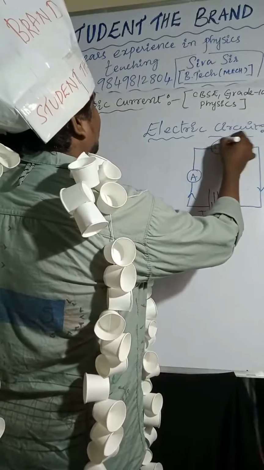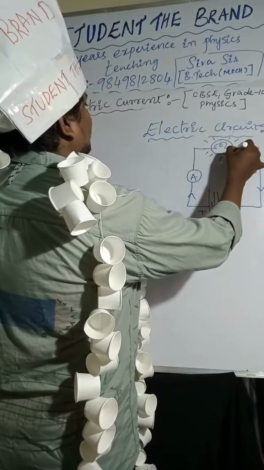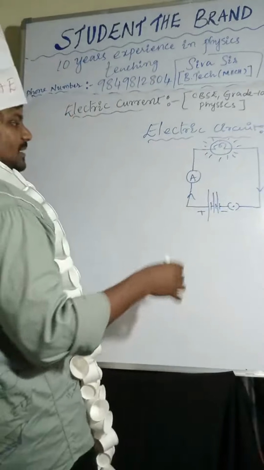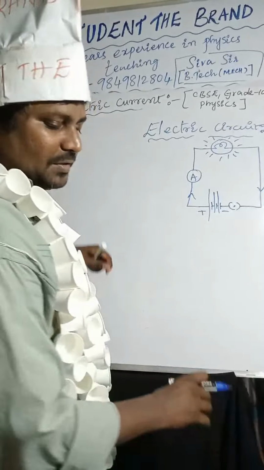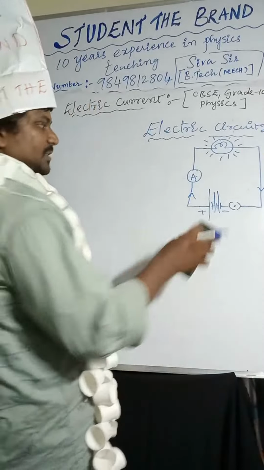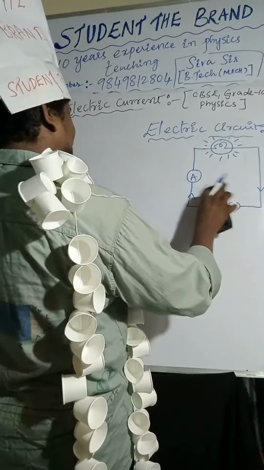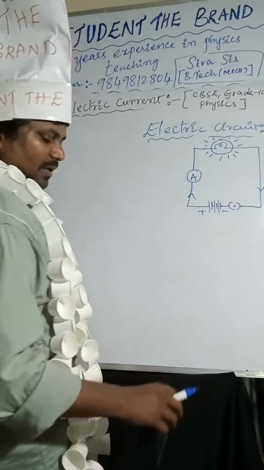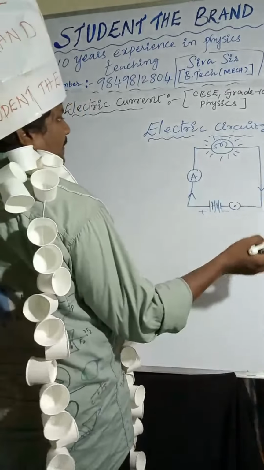So this is a bulb. Current is passing. Current is passing from positive terminal to negative terminal. Okay, so current is passing.